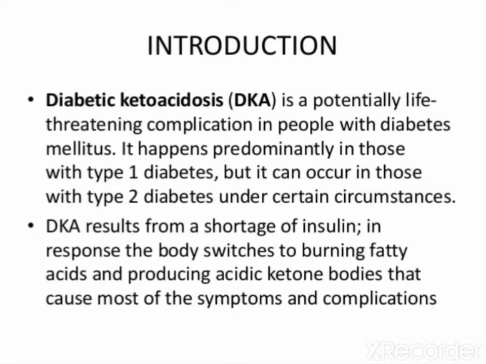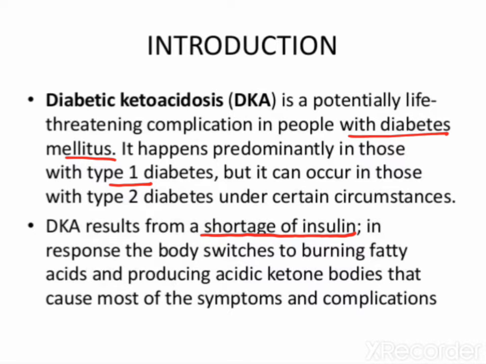In this video, we are going to discuss diabetic ketoacidosis. Diabetic ketoacidosis is a potentially life-threatening complication in people with diabetes mellitus. It happens predominantly in those with type 1 diabetes, but it can also occur in patients with type 2 diabetes under certain circumstances. Diabetic ketoacidosis results from a shortage of insulin.